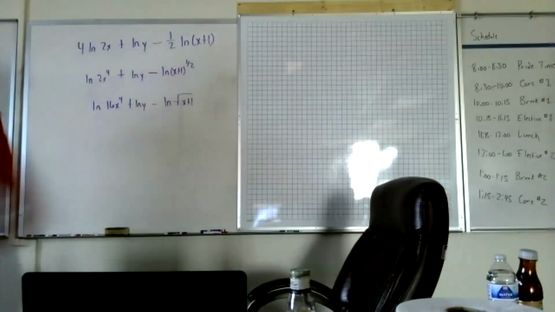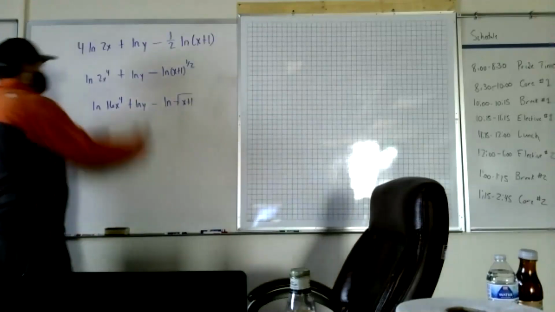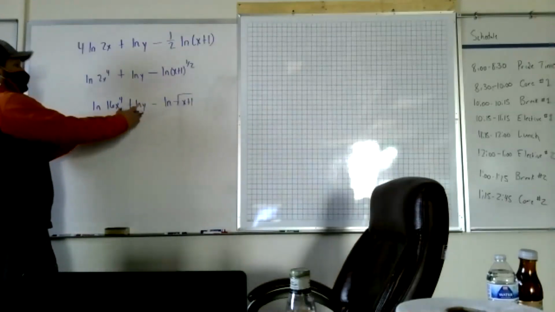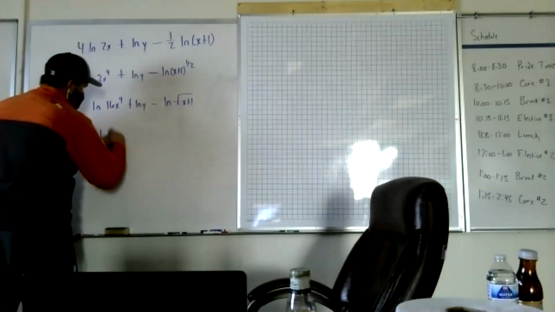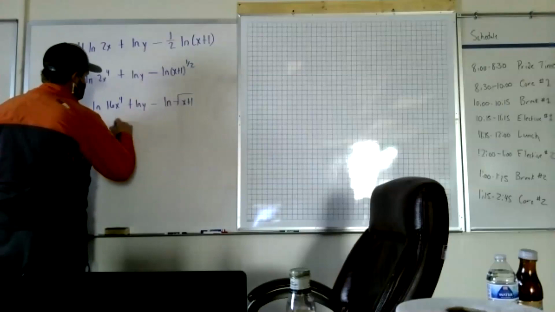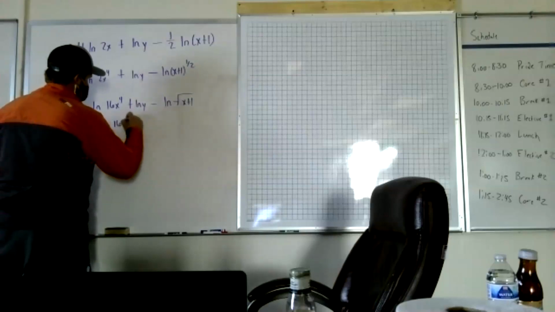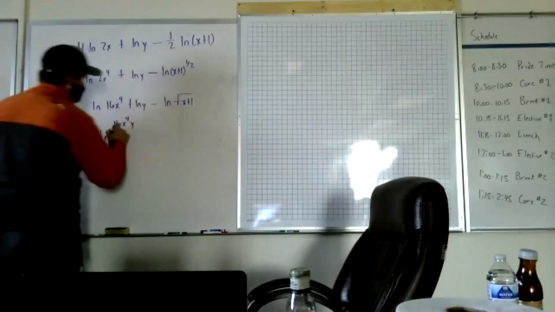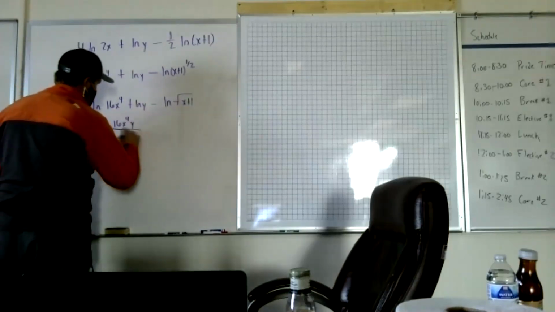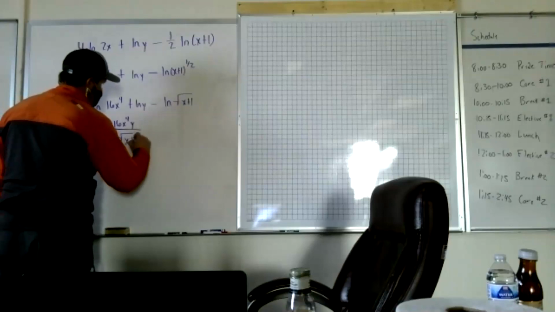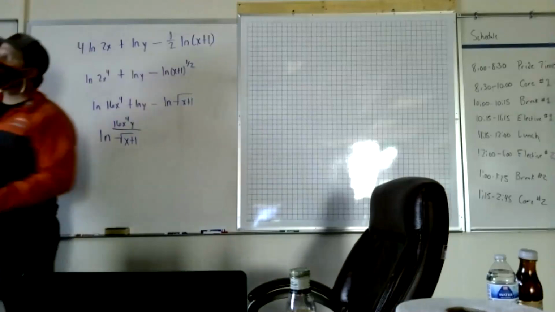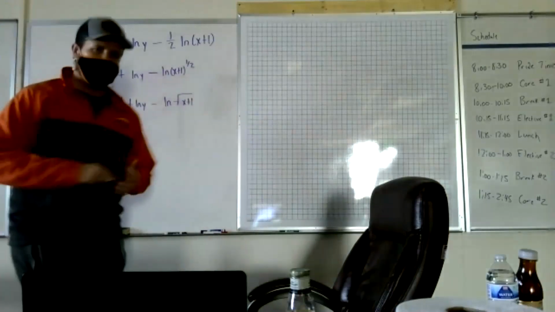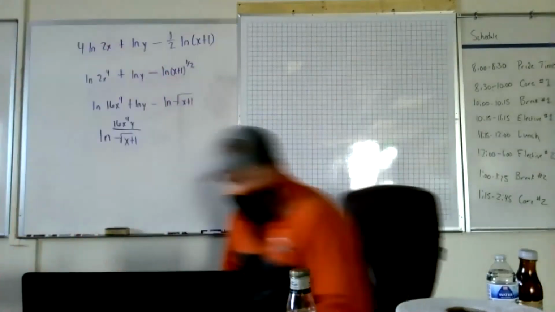Now I'm going to reverse my product property and my quotient property. So these two are multiplied together and going to be on top. This one will be in the denominator. So my final answer: natural log of 16x to the 4th y, because those are all multiplied together, divided by the square root of x plus 1. So it looks like my answer choice is C.